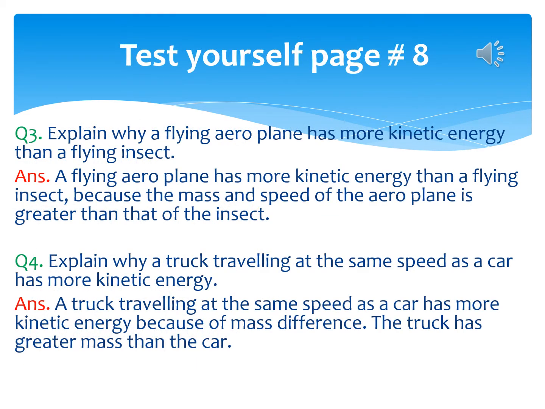Question number 3. Explain why a flying aeroplane has more kinetic energy than a flying insect. Its answer is, a flying aeroplane has more kinetic energy than a flying insect, because the mass and speed of the aeroplane is greater than that of the insect. Question number 4. Explain why a truck traveling at the same speed as a car has more kinetic energy. Its answer is, a truck traveling at the same speed as a car has more kinetic energy because of mass difference. The truck has greater mass than the car.